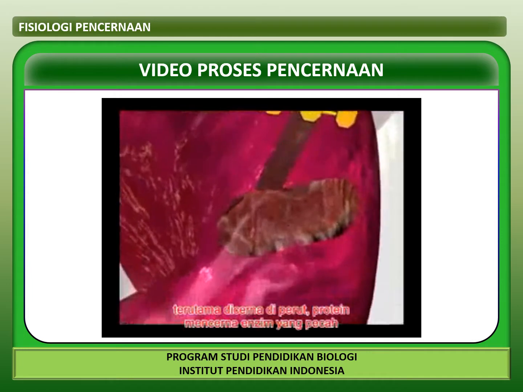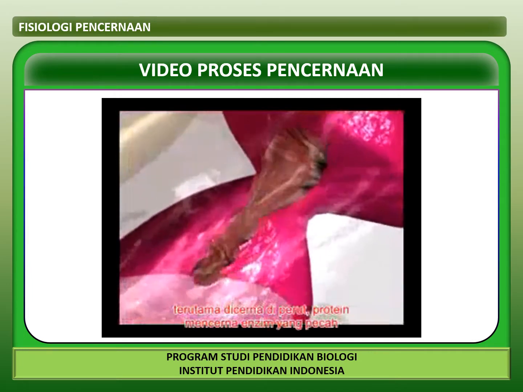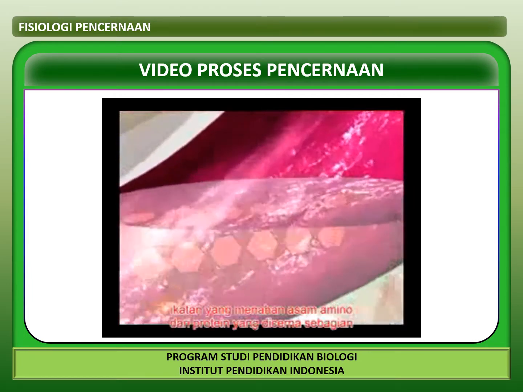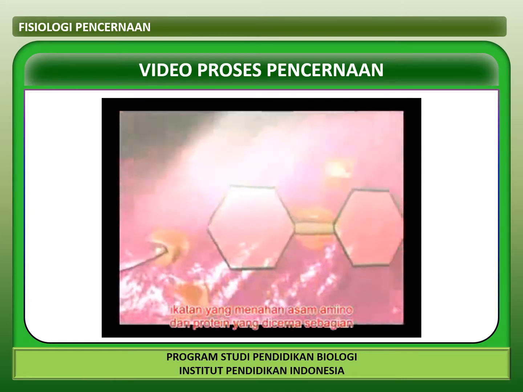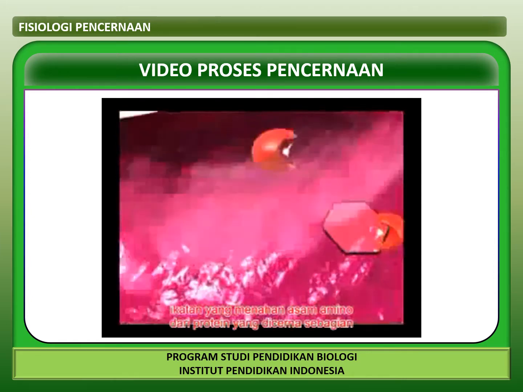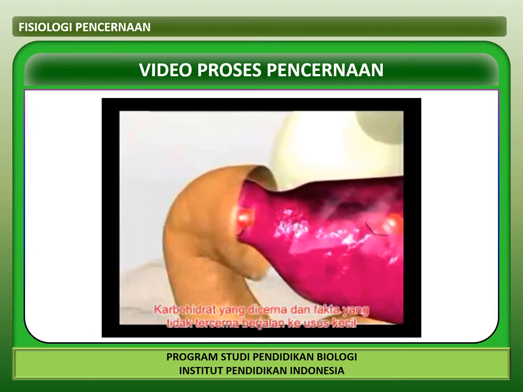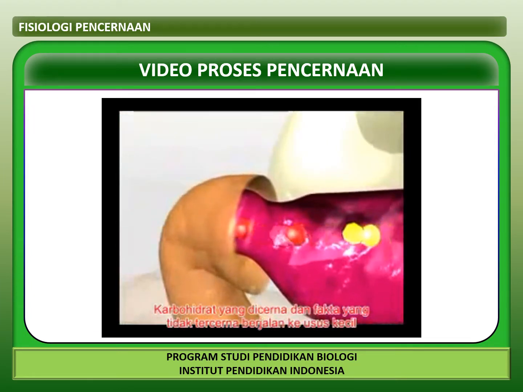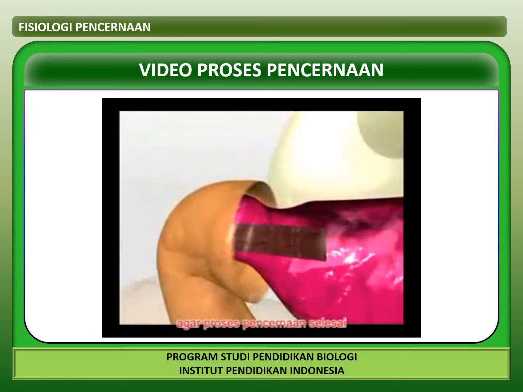Protein is primarily digested in the stomach. Protein digesting enzymes break apart the bonds holding the amino acids of protein. Digested protein, partially digested carbohydrates, and undigested fats travel into the small intestine for the digestive process to be completed.